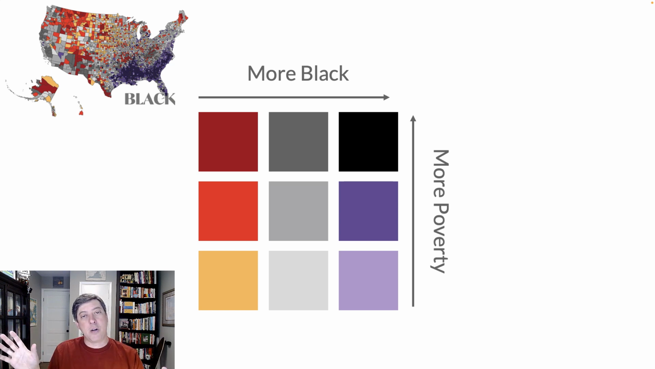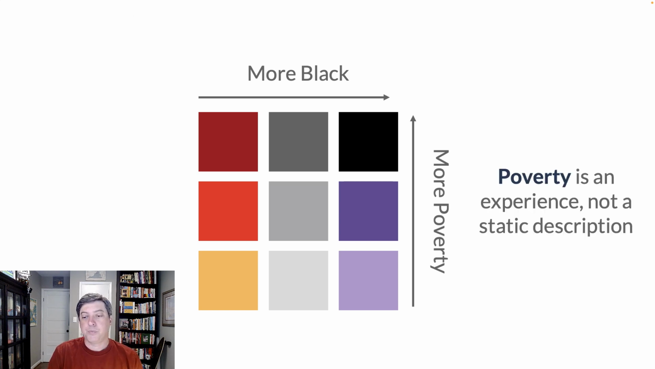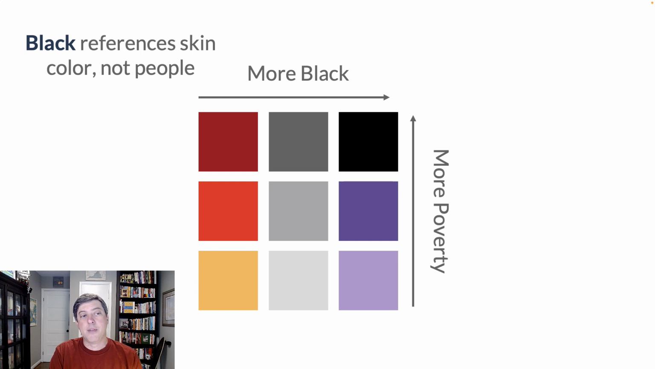So now you know how to read a bivariate choropleth map. Let's take a look at the words that are used in this legend. Along the vertical dimension, we have the phrase more poverty. Well, poverty is an experience. It's not a static description of a person or a household. My household income can place me below the poverty line this year, but not necessarily next year. Now, more importantly, for this particular body of work, is the phrase more black. Black references skin color, it doesn't reference people.